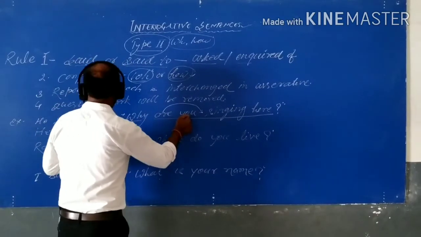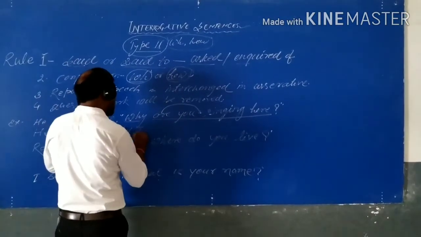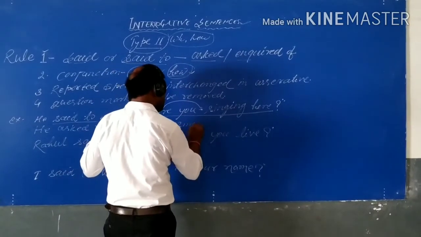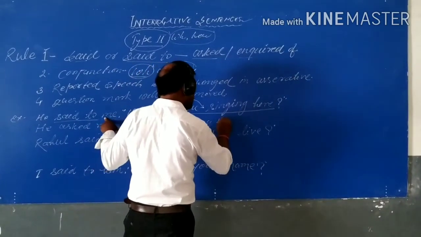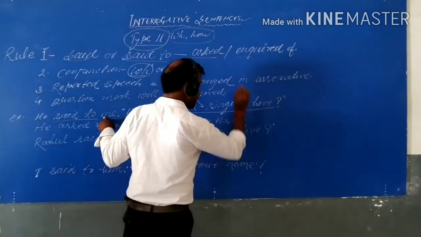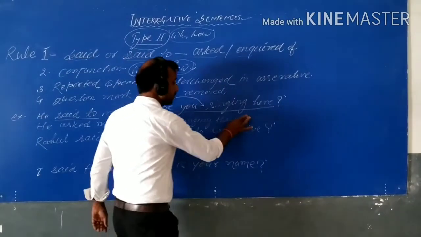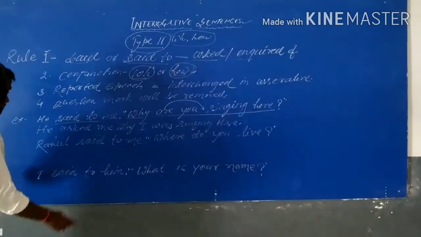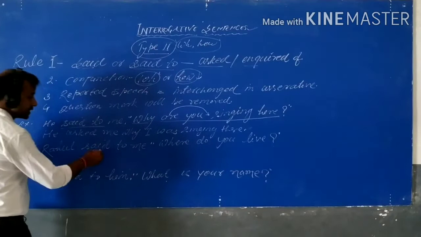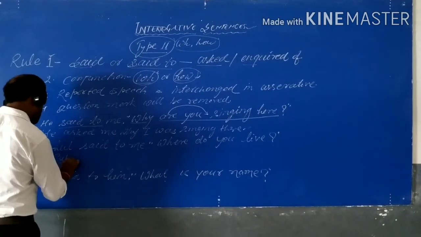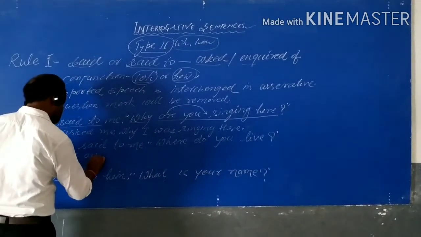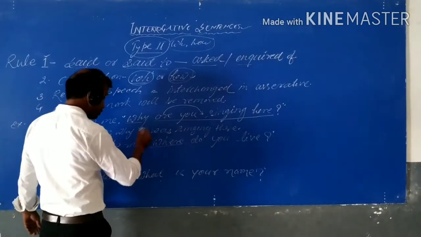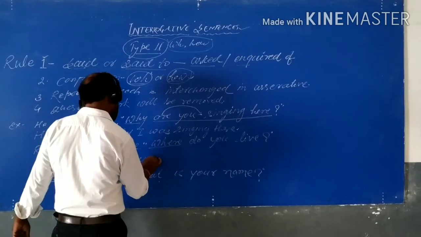And now "you" will change according to "me", that means "I", and "are" will change into "was". Singing remains singing. And "here" will change into "there". Question mark will be removed and a full stop is used. Now next, Rahul said to me, so Rahul asked me, and "where" is used here as a conjunction or as a relative.